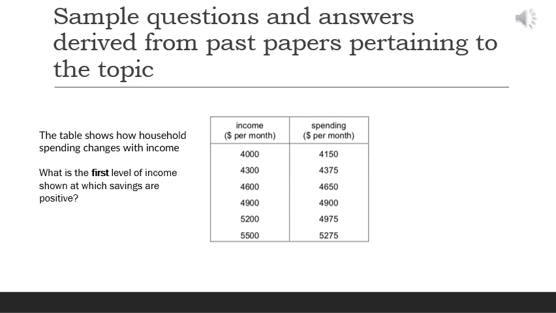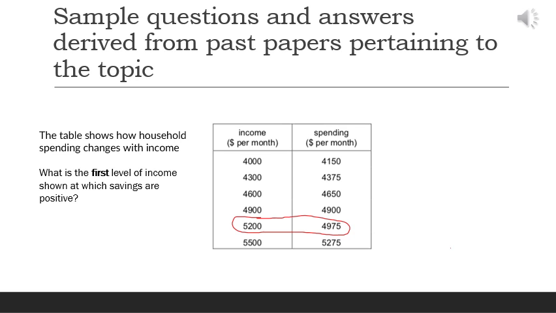Sample questions and answers derived from our past papers pertaining to the topic. As you can see, the table shows how household spending changes with income. What is the first level of income shown at which savings are positive? So you see, you can only save when your income is higher than spending. The first time we see it is at 5,200, when it's bigger than the spending, which is 4,975. So 5,200 and 4,975 is the answer.